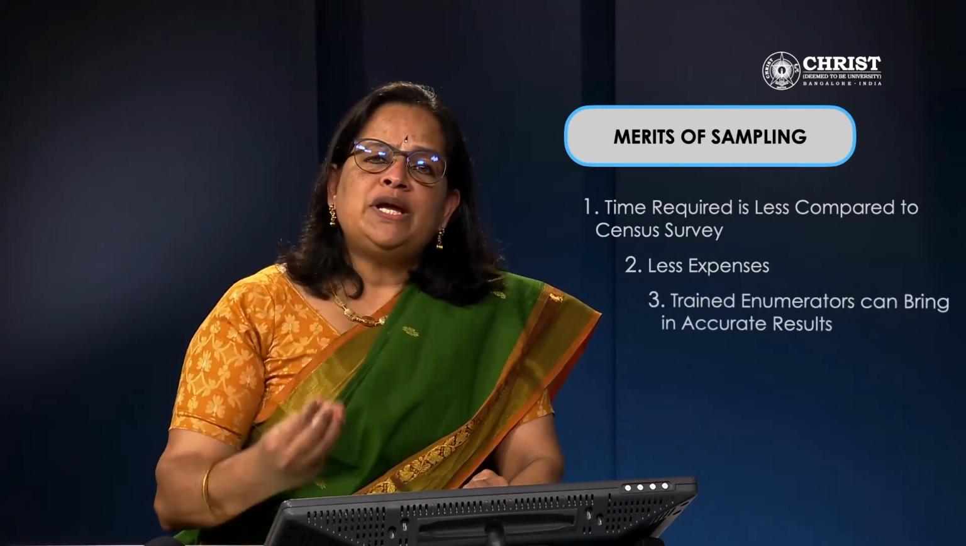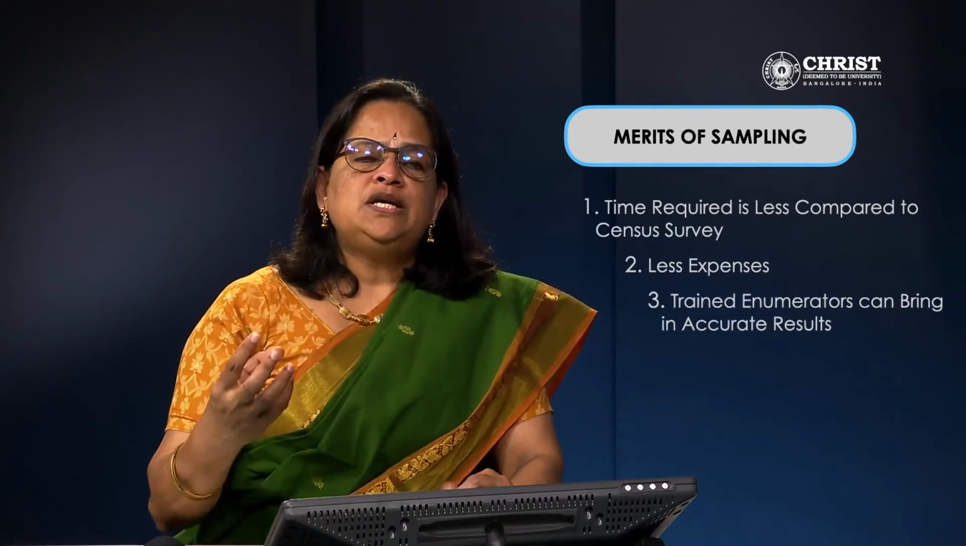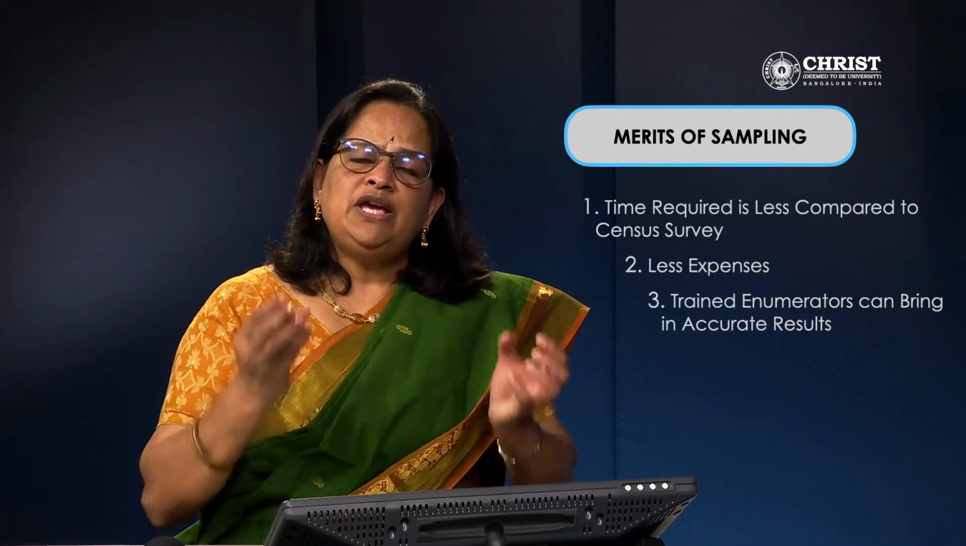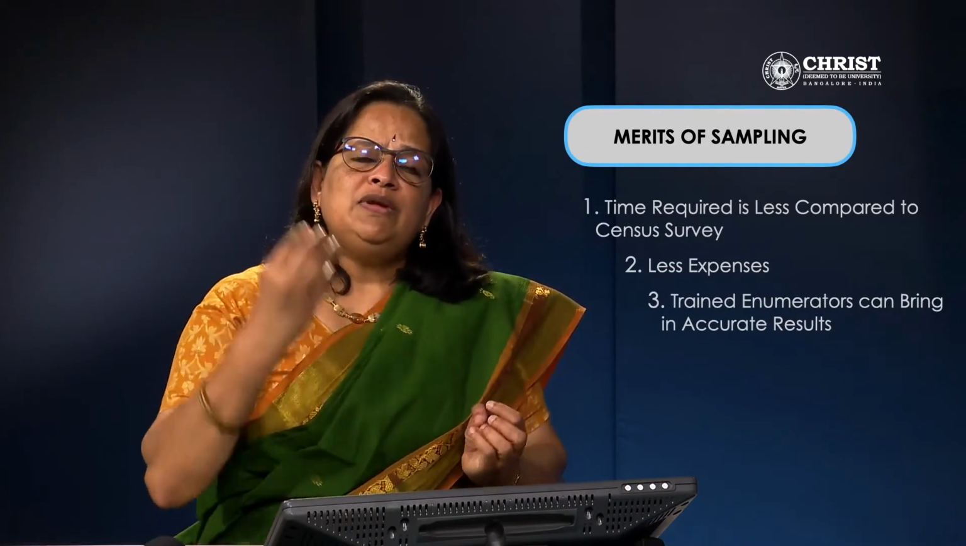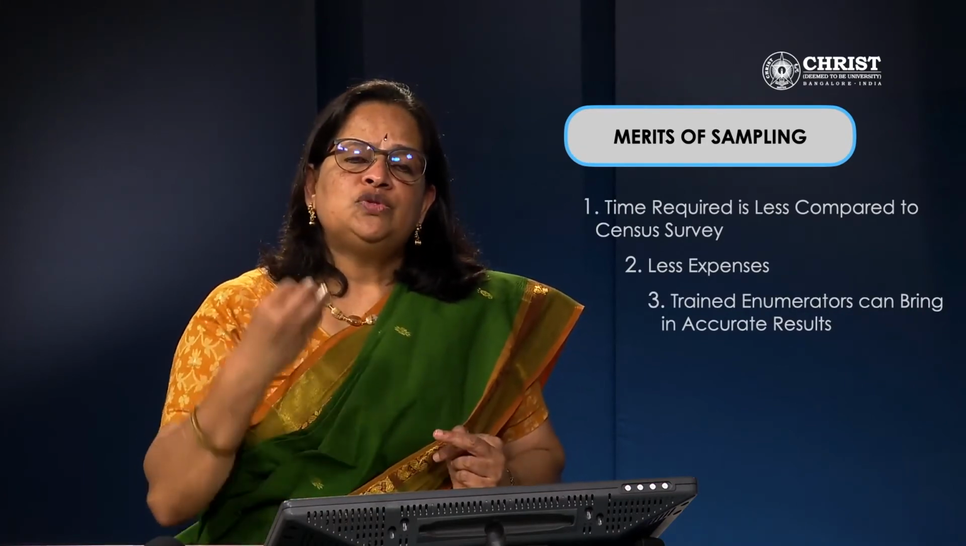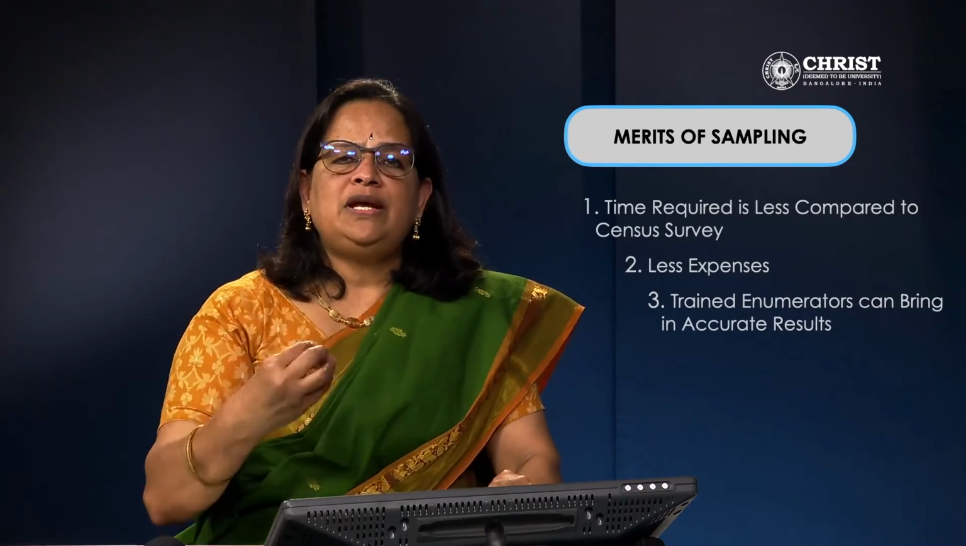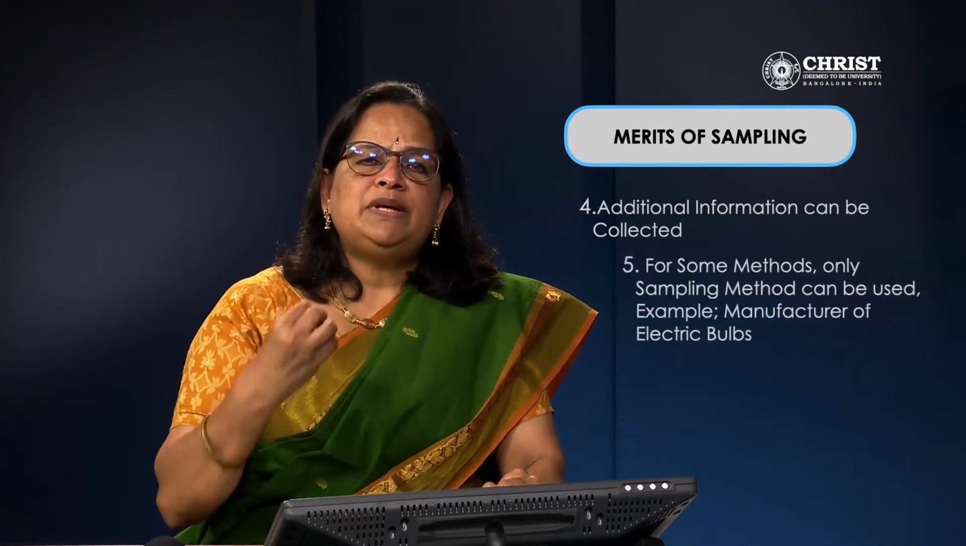Then trained enumerators can bring in accurate results. If you are going for an extensive survey, even if you are using sampling, we will train the enumerators accordingly, so they will collect the information in an accurate method. Additional information can be collected. If you are training the enumerators properly, they will be equipped to collect additional information which can provide valuable insights for the research. And for some methods, only the sampling method can be used.